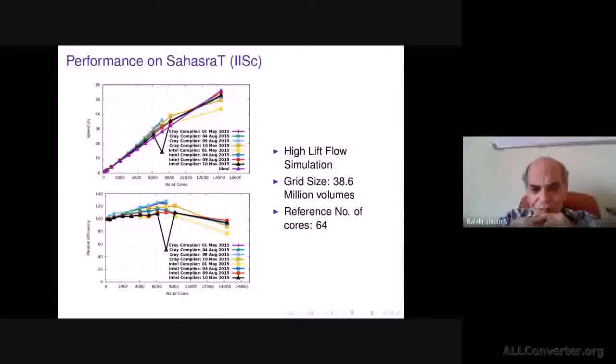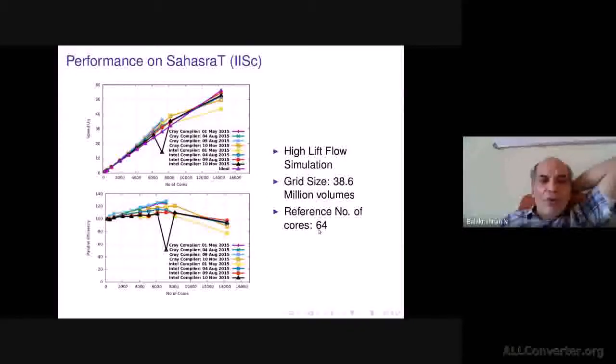While calculating the speed up, the problem is that if you have 38 million volumes, it's not possible to run it on one single core. So basically, you need to define some kind of a reference number of cores. So you scale with respect to the data associated with that core. The reference number of cores that I have made use of for this problem is about 64 cores.